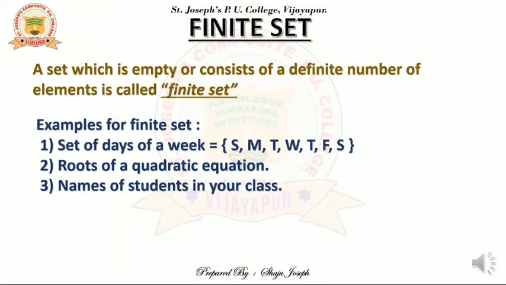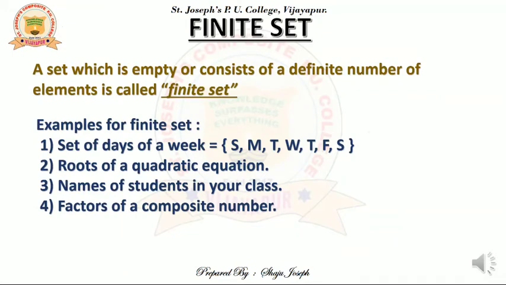Third one, names of students in your class. Now, if you make a set of all the names of the students in your class, you will surely know how many students are there in the class. Since the number is definite, this is an example for finite set.